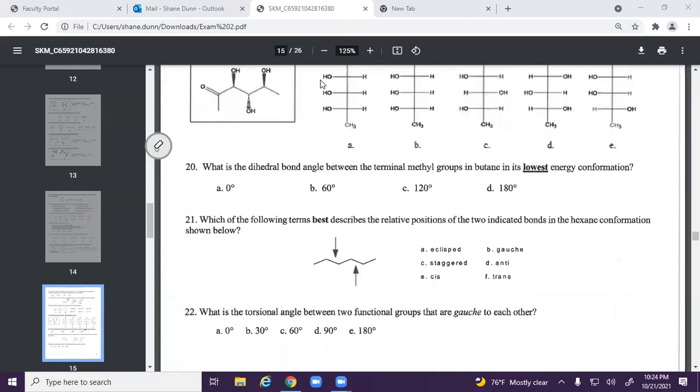So dihedral methyl groups. What is the lowest possible angle we could have for Newman projections? 0, 180. Which one is the lowest energy? 180. 180 is anti, which is the lowest energy. So it's the lowest energy possible.